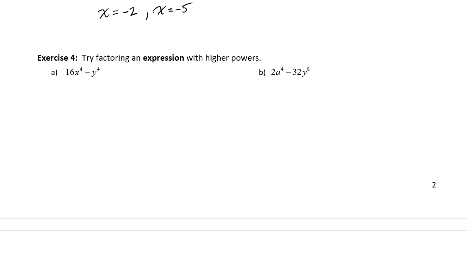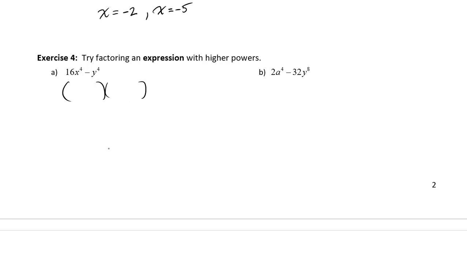Factoring higher powers. Now these have the same patterns as any other factorizations, but their powers are usually doubles or triples of the original powers that we're used to seeing. If we look at 16x to the 4th minus y to the 4th, this has a difference of 2 squares written all over it because the middle term is missing. But the powers are higher. So let's just do what we know about differences of 2 squares and see what happens.